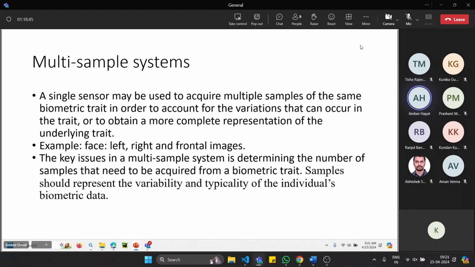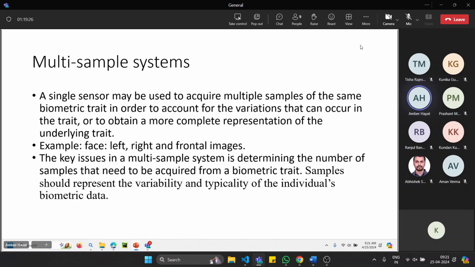Also, if you take face as a trait, you can have the front image of the face, left image, right image. This is the multi-sample system for the face. The key issue in multi-sample is determining the number of samples required for a trait. There has to be some variability among the samples, and having multiple samples reduces the false match rate and increases the accuracy of the system.